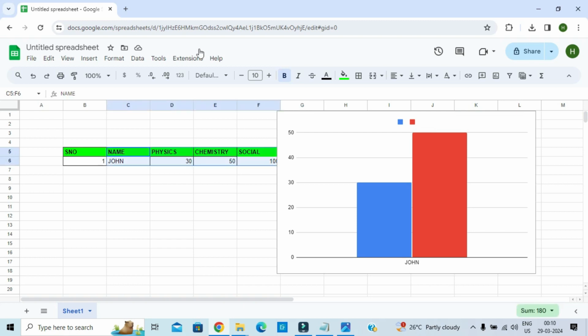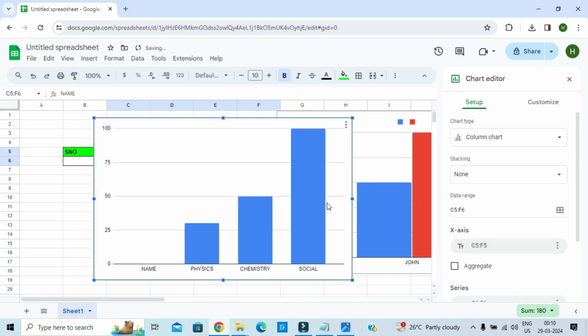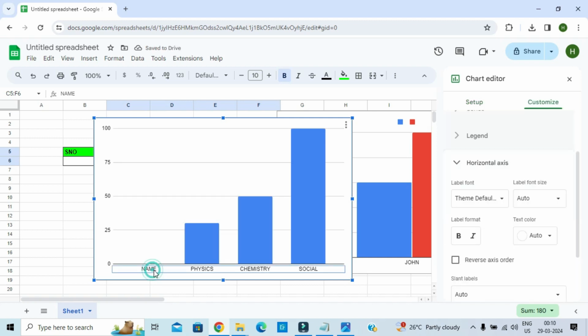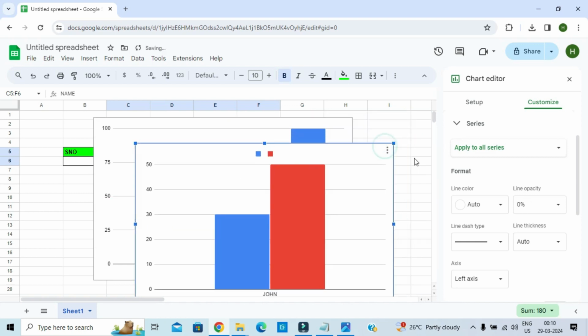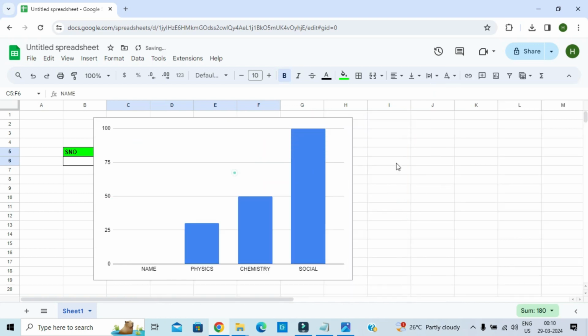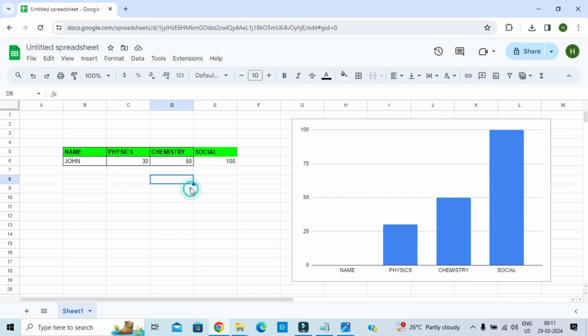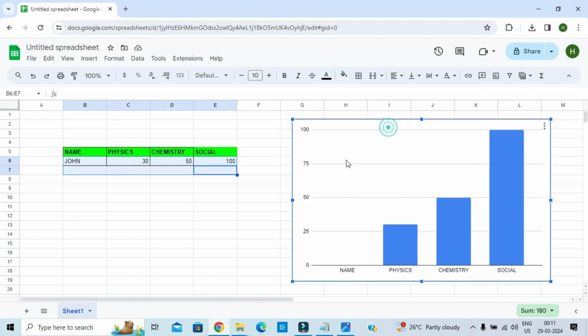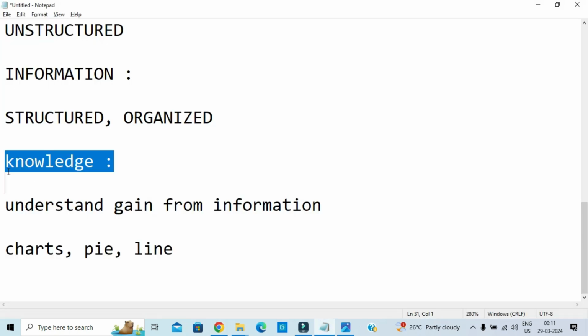I'm going to show you a chart for John. Look at this, John has got 30 in physics, 50 in chemistry, and 100 in social. You see, I have gained some knowledge because this information is converted to knowledge. I have gained it by interpreting the information in the form of charts. This is how I gain knowledge.